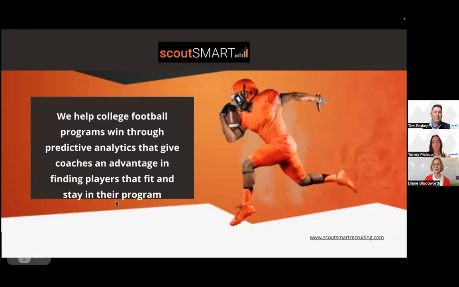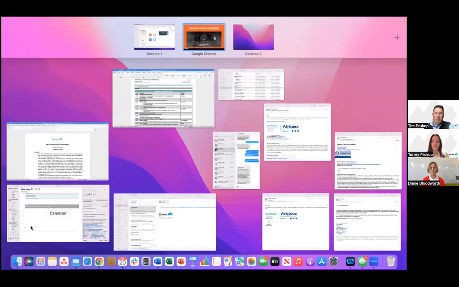Awesome. Thanks, Tim. And welcome everyone, especially you ballers out there that are in the scoutSMART database already. We appreciate you having a profile. A lot of you know, but really scoutSMART works with the college football coaches. We sell to the college programs and we help those college coaches find recruits that are going to fit and stay in their program. And because we do sell to the college programs, it is free for recruits to be in our database. Next slide.